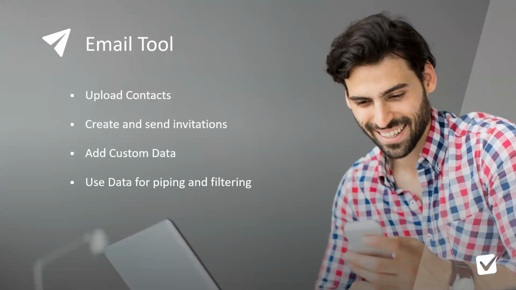In addition to using that data for reporting, you can also use it for piping and filtering. Piping is where we set up content within the survey, and it acts a little bit like a merge field in an email. So instead of your survey saying, "Hi, respondent," it could say, "Hi, Dave, we'd like to ask you a few questions about your recent interaction with us."